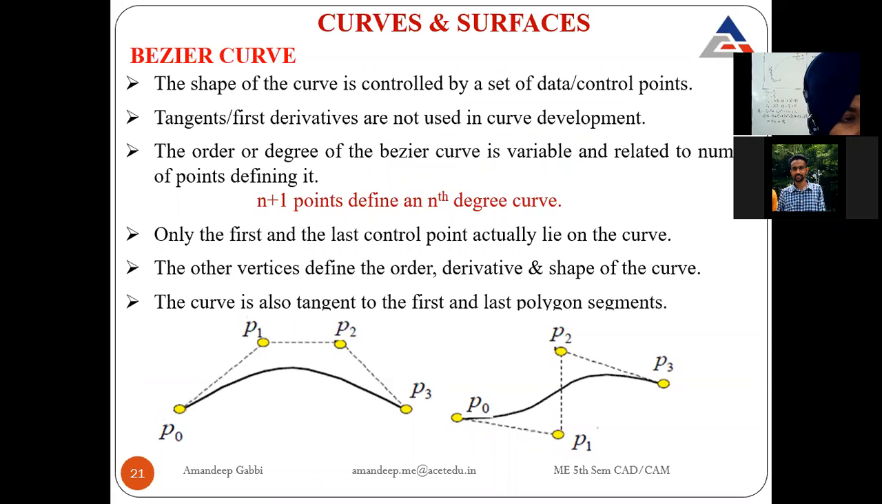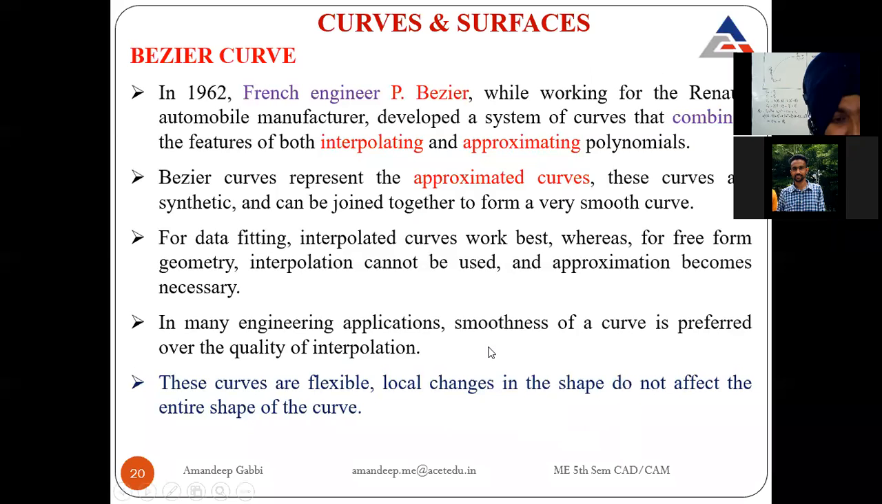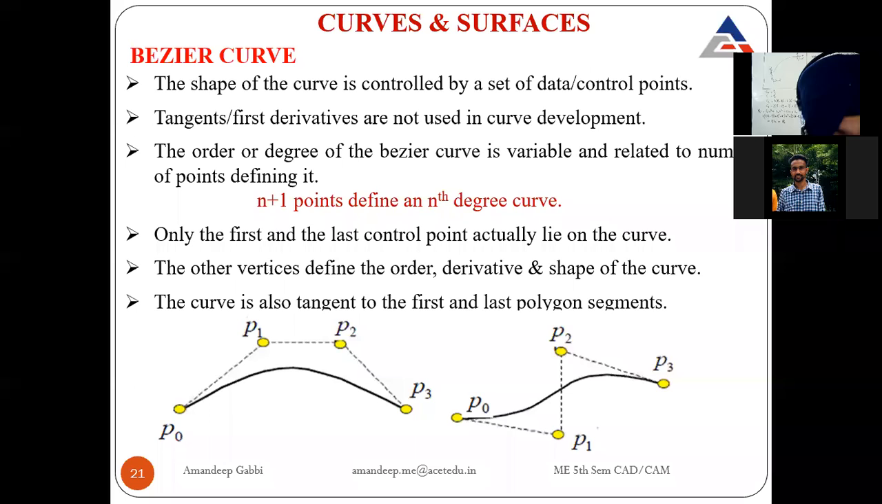You can see that the end control points lie on the curve. The rest of the points do not lie on the curve, as in the diagram at the bottom of the screen. That's why we call it a combination of interpolation and approximation. In the first case, the point should be on the curve, and in the second case, it should be outside the curve. So it is combining both features.